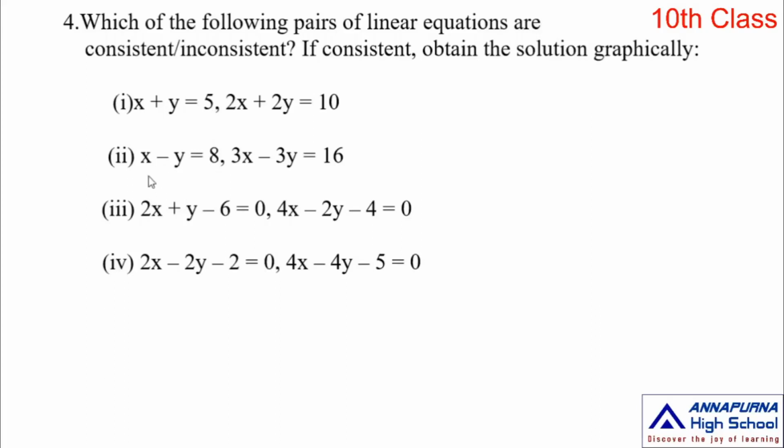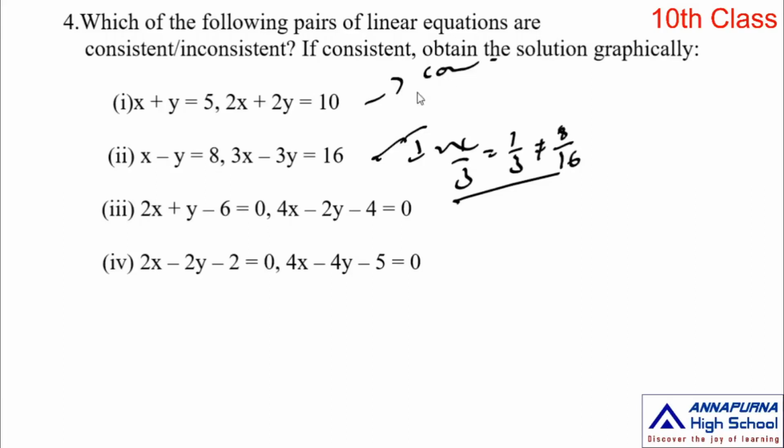We can present that infinite solutions on graph paper only. In the same way, when you see the second pair, x minus y is equal to 8 and 3x minus 3y is equal to 16. So a1 by a2 is equal to 1 by 3. b1 by b2 is equal to minus 1 by minus 3, which is equal to 1 by 3. So 1 by 3 is equal to 1 by 3. And c1 by c2, 8 by 16, is not equal to a1 by a2. So the graphical representation is parallel lines, so we don't have any solution. That means that this pair is inconsistent.